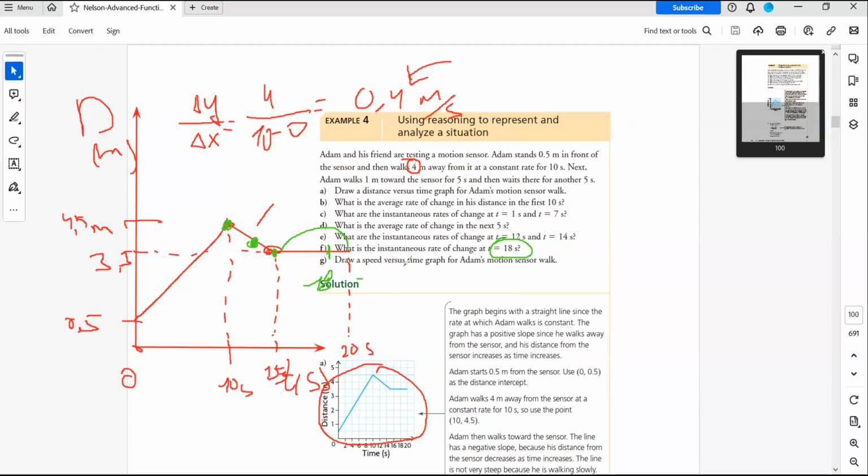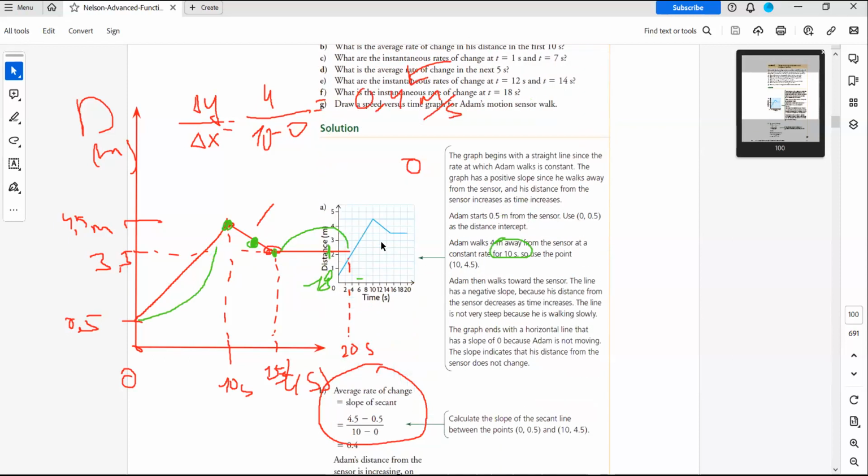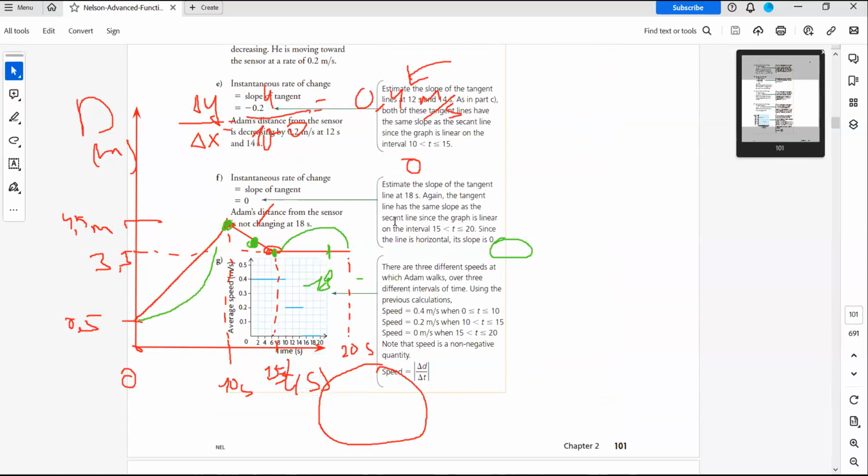And finally, draw a speed versus time graph for Adam's motion sensor walk. It's a little bit different. This is a distance over time graph, and the other one is a speed over time graph. So if he was walking away at a constant speed, it means this first part of the graph should be flat. And let's see how it's represented right here.